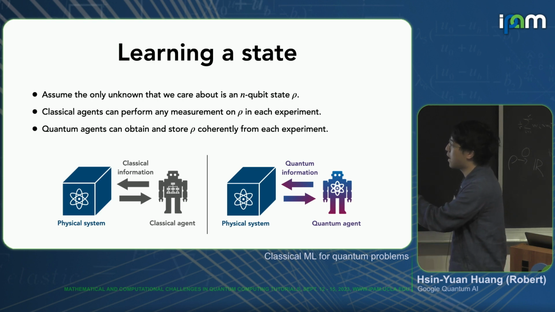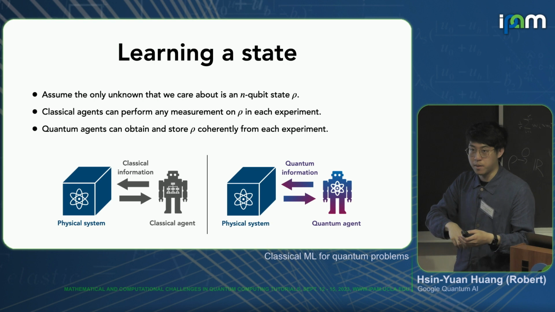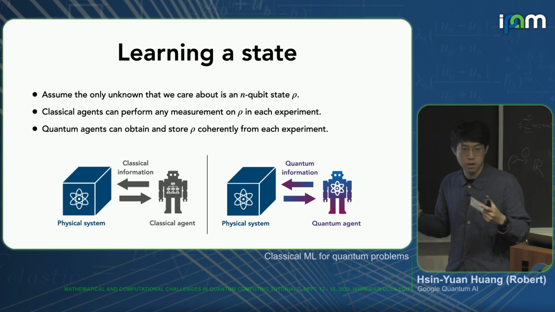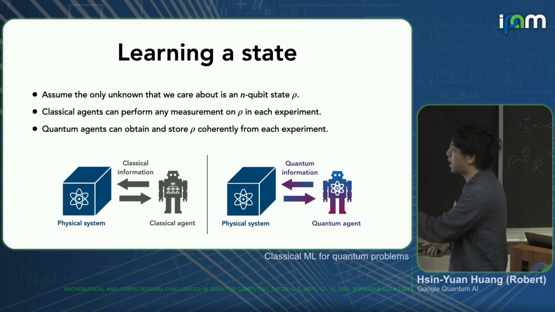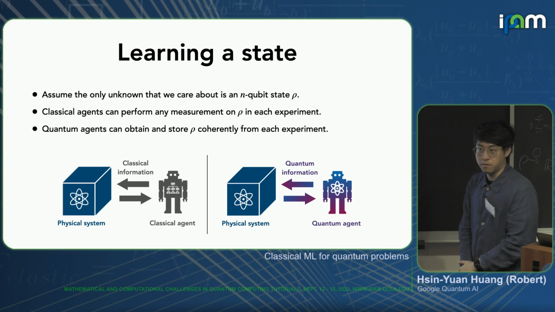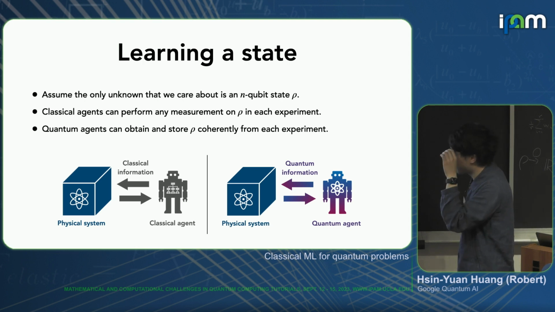On the other hand, one could also imagine a quantum agent which can obtain and store this quantum state rho coherently from each experiment, put it in its quantum memory. It can put many copies of it in its quantum memory, and then do a quantum computation on all of them. So that's the dichotomy between quantum agent and classical agent for this very basic task of learning about a state. But I would like to expose it even further.